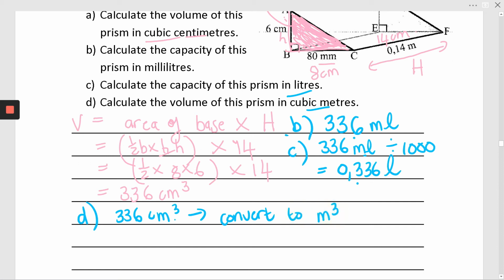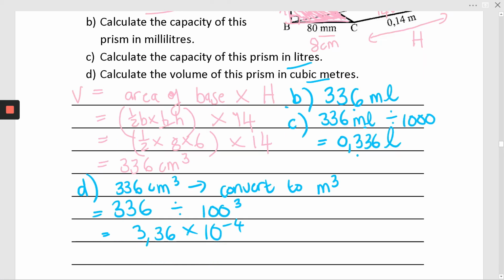And what I want to do now is I want to do my conversion to cubic meters, which means I do my normal conversion 3 times. So I'm going to take 336. Normally, to go from centimeters to meters, I would divide by 100. Now I'm going to divide by 100 3 times. And that's going to give me a really small number. It's going to give me on the calculator 3,36 times 10 to the negative 4.